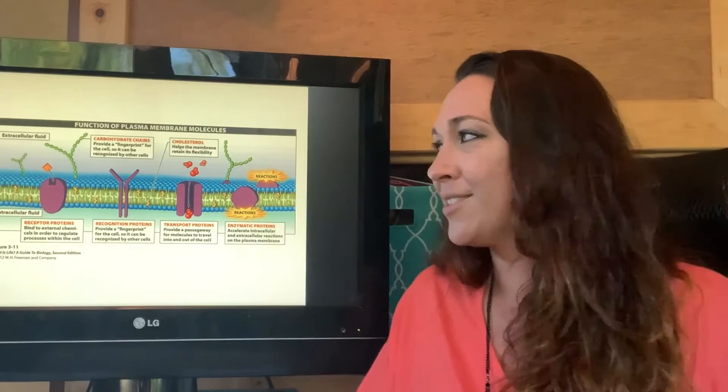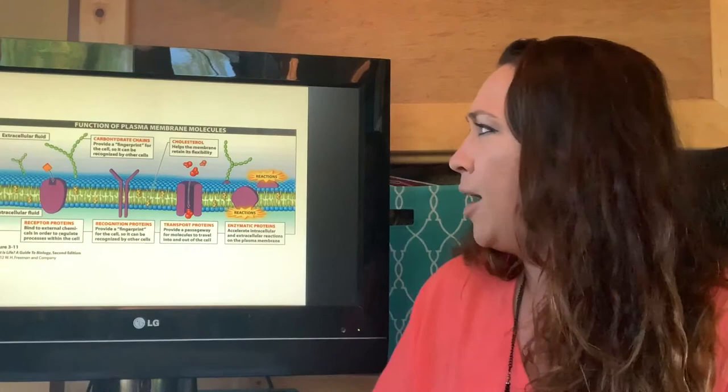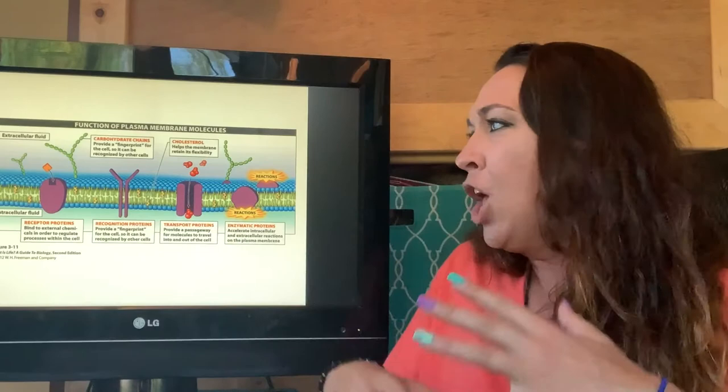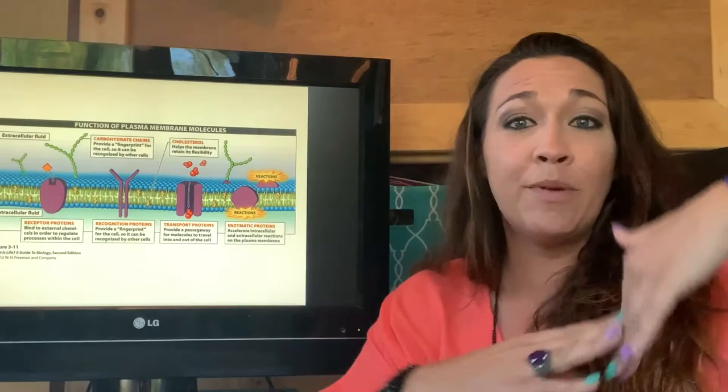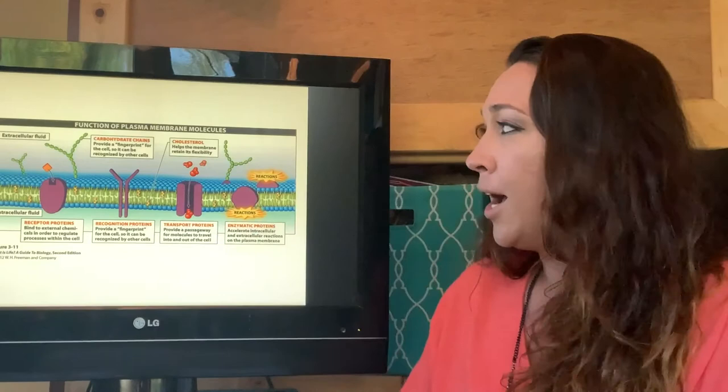Let's see. Inside of our membrane, we have things like cholesterol. This helps maintain the flexibility of it. You don't want a stiff membrane. Remember, this is plasma. It's going to be flowy, squishy animal cells, right? You want things to be able to pass through.